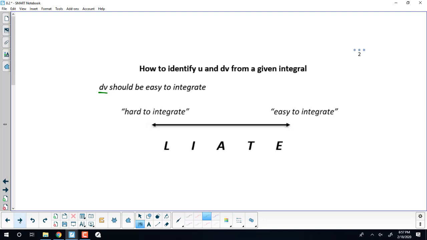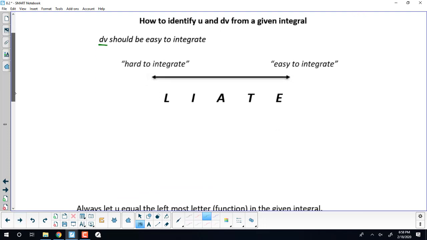But the other way to think about this here is this acronym, whatever you want to call that, from left to right are hard to integrate to easy to integrate. So then we should let u be the leftmost letter that we see over here, right? Because if u is this function that's super hard to integrate, that's fine, because what we do with u is we take the derivative of it. We don't have to integrate it. So these letters are actually functions. These are logarithms.